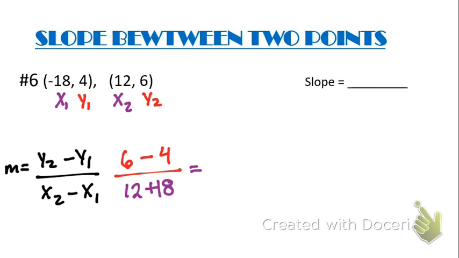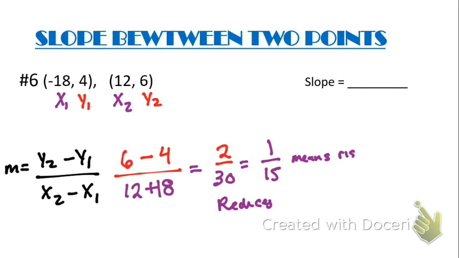Okay, so let's calculate. 6 minus 4 is 2. 12 plus 18 is 30. This reduces, both numbers can be divided by 2. So it'll give us 1 over 15. Now this means I rise 1 square and I run 15. Okay, so our slope is 1 over 15.